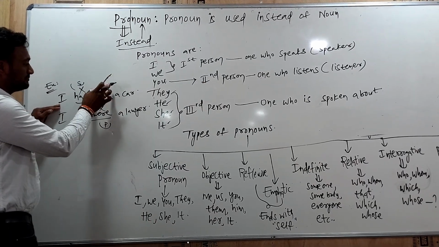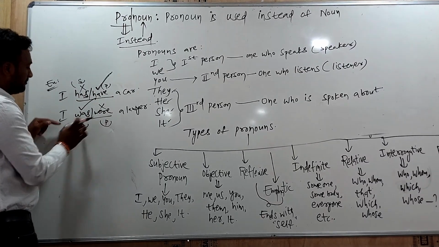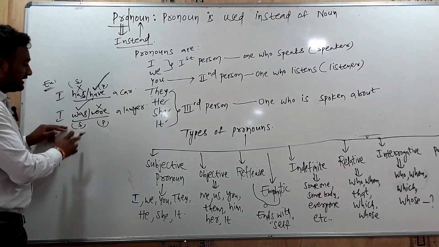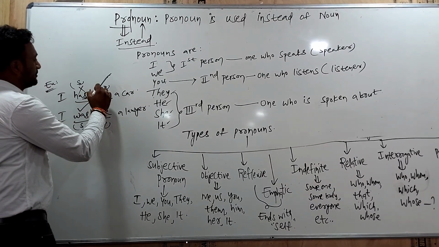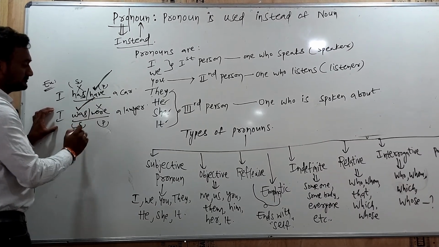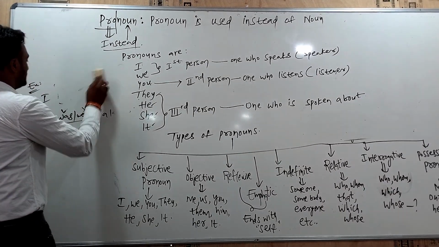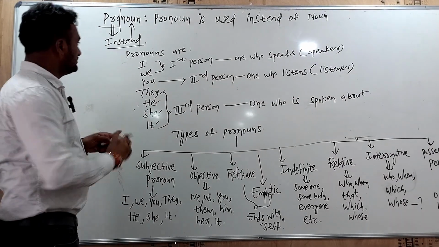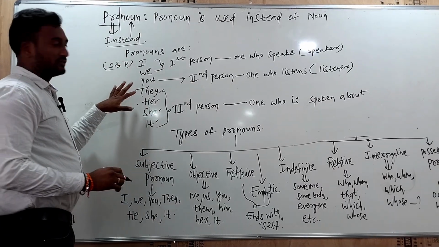Plural is considered here. "I" is plural here, but "I" is singular here because that was past tense. If "I" is used with present tense, it is said to be plural. If "I" is used with past tense, it is said to be singular. Most of the times in the examination, you should remember this logic. "I" can be singular as well as plural.